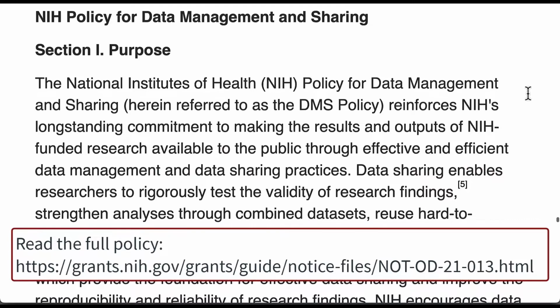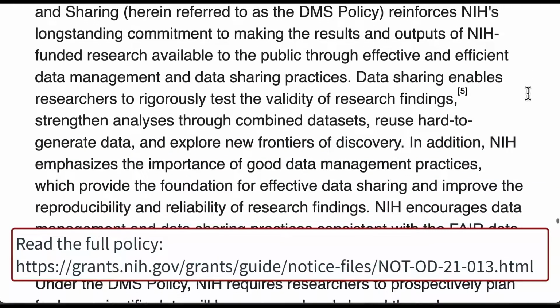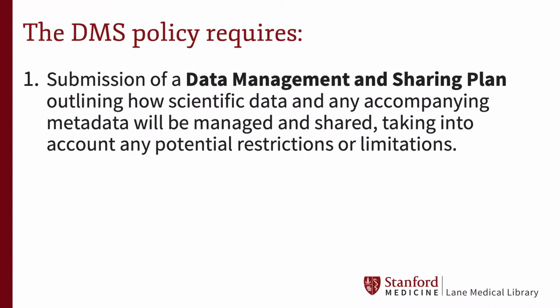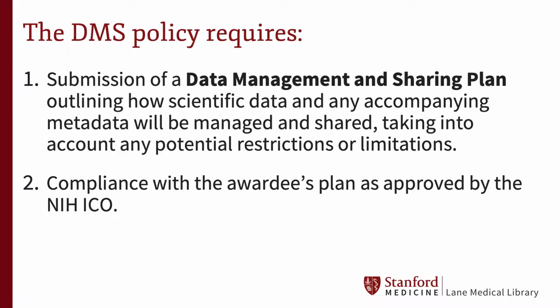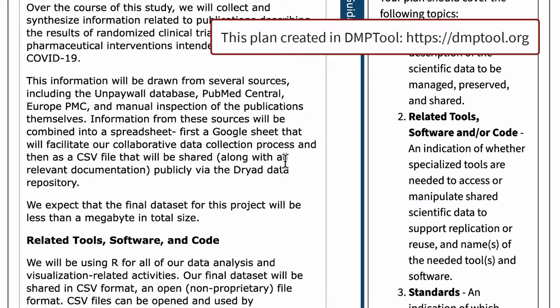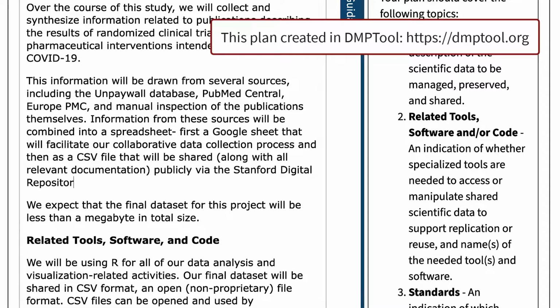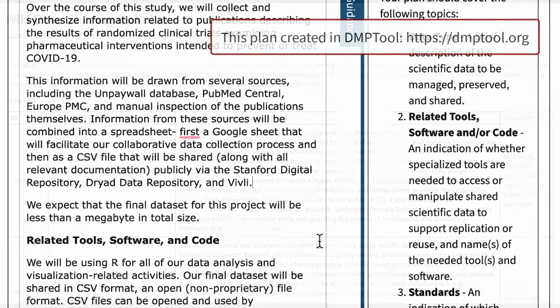Through the DMS policy, NIH requires researchers to prospectively plan for how their data will be managed, preserved, and shared. At its core, the DMS policy requires two things: the completion of a data management and sharing plan, and compliance with the plan as approved by the appropriate NIH ICO. These plans, often called DMSPs or just DMPs, are two-page documents submitted as part of applicable grants, contracts, and other proposals. A DMSP should reflect the proposed approach to data management and data sharing at the time it is prepared, and should also be updated during the course of the award or support period to reflect any changes in the management and sharing of data.